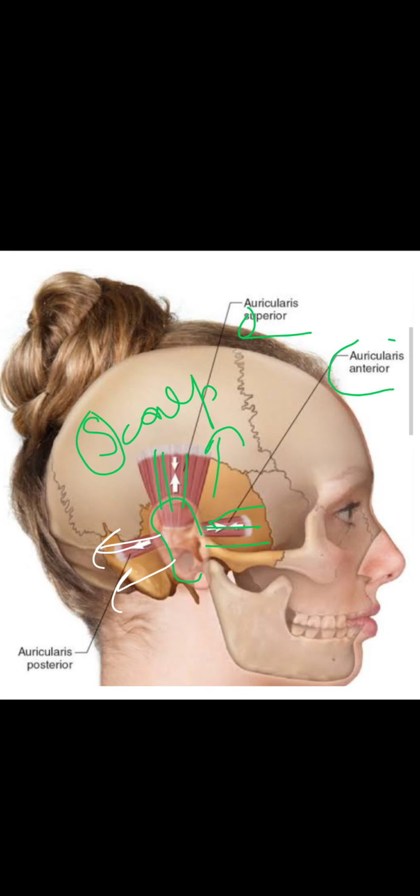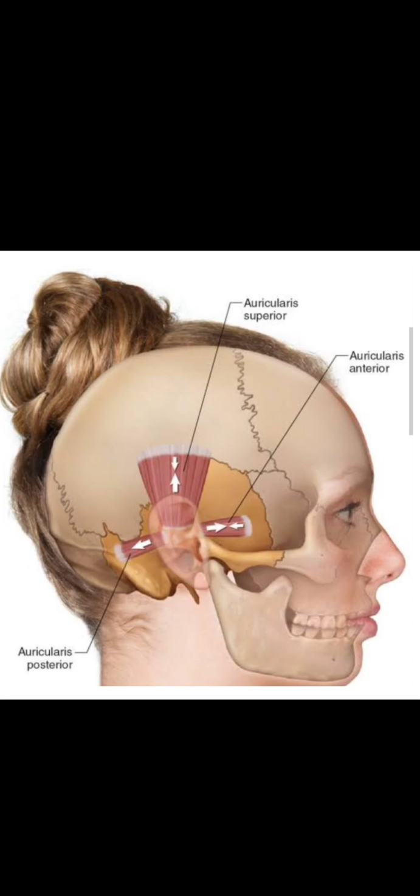One very important thing to be noted here is that these muscles are vestigial muscles, I mean they do not play much role, and so this point is to be remembered that these muscles are vestigial muscles.